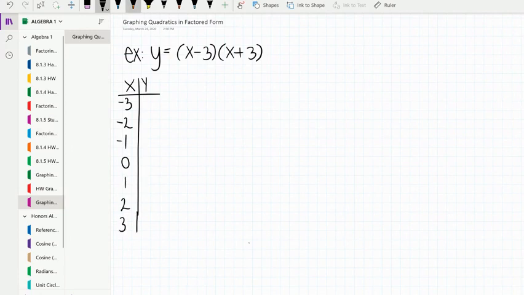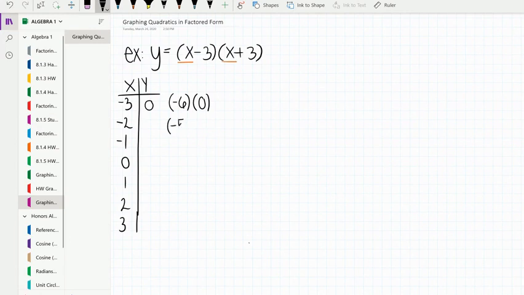So what's going to be different is how you plug in these x values. Because there are two x's, you actually have to plug in that -3 into both. So for example, -3 minus 3 is -6, and -3 plus 3 is 0. Then you multiply. -6 times 0 is 0.